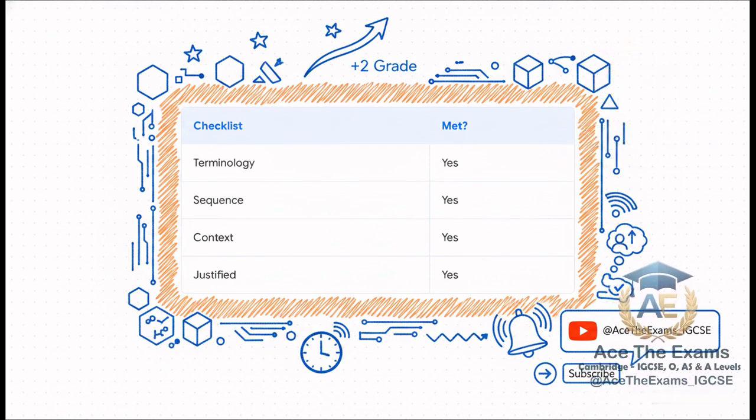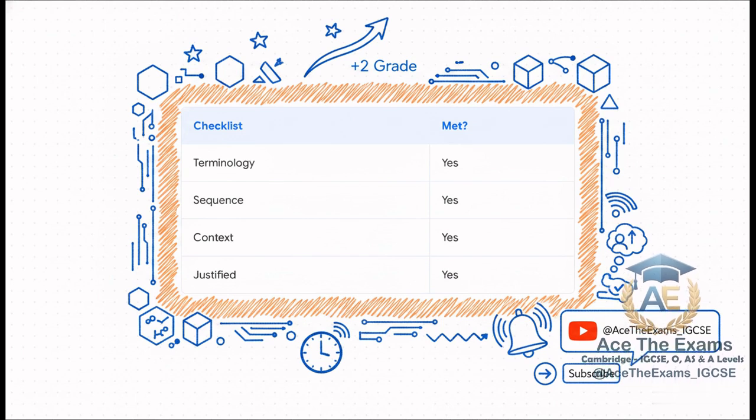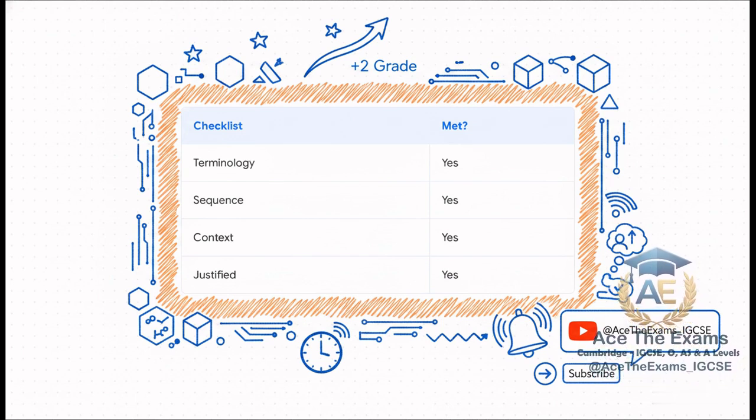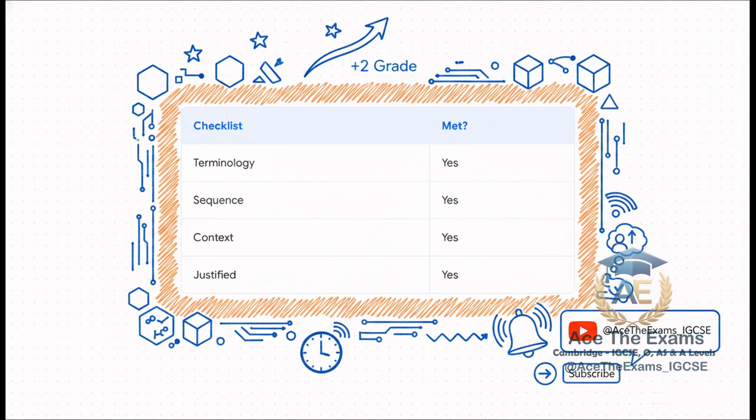Did you use precise terminology? Did you explain the process step by step? Is your answer tightly anchored to the specific context of the question? Are your choices and advantages fully justified with clear reasons?